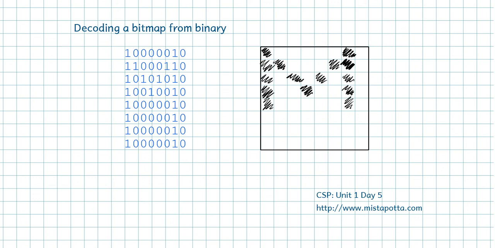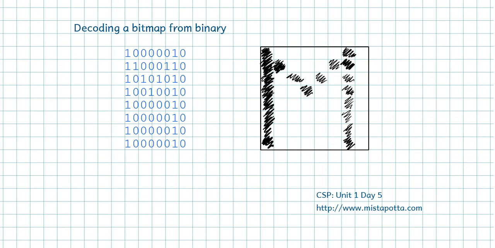And this actually gets repeated for the final 4 rows. And so what I notice is that I've got a graphical representation of the letter M. And of course, if I wanted to, I could fill this in a little bit nicer, but that really isn't necessary.